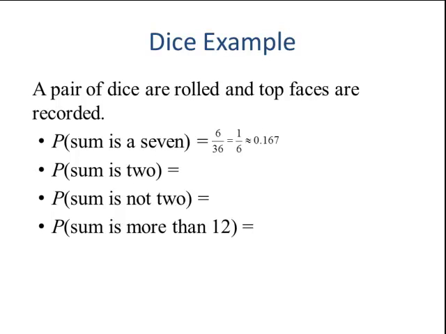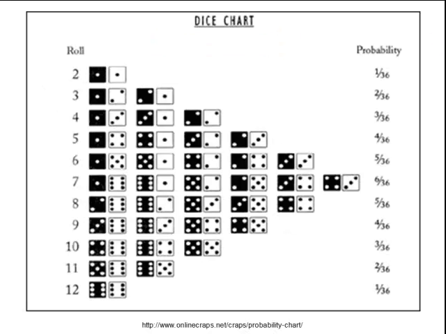Next, the probability that the sum is a 2. That can happen only one way: a 1 on the first die and a 1 on the second die. So that happens 1 out of 36. The sum is not a 2, so if we verify this, this can happen 35 ways out of 36. And the last one, the sum is more than 12. Well, 12 is the largest, so that's a 0 out of 36, which equals 0. This is impossible. So here is the sample space for the dice.